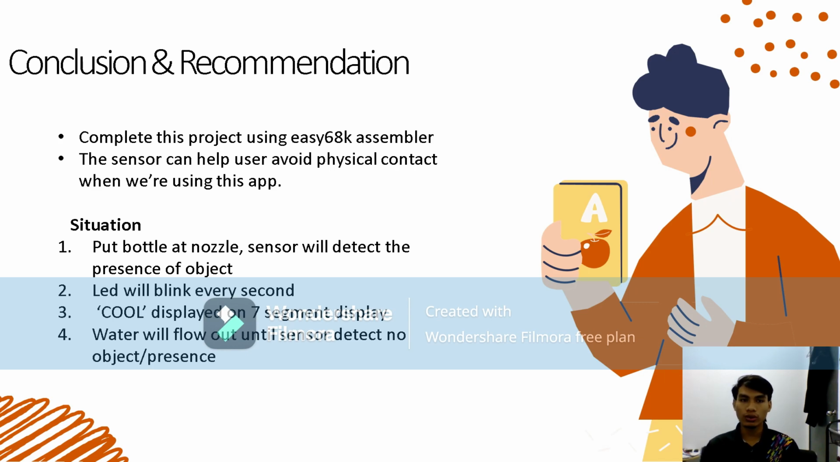So how to use our project? First, we need to put the bottle at the nozzle. The sensor will detect the presence of the object. Second, the LED will blink every second. Third, cool will be displayed on the 7 segment display. Fourth, water will flow out until the sensor detects no object or presence. Thank you, that's all from us.